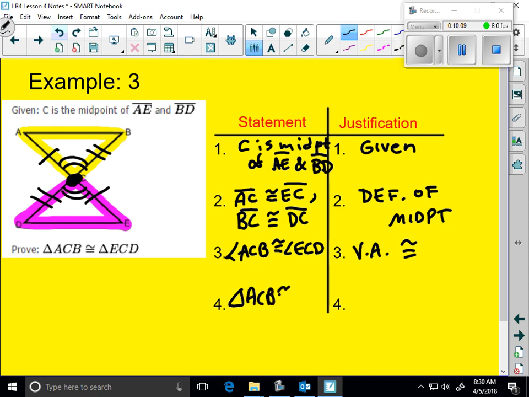Triangle ACB is congruent to triangle ECD by what? Side, angle, side. Done.